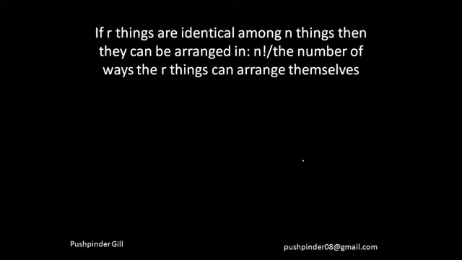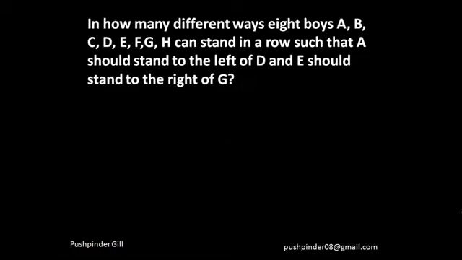So if R things are identical among n things, then they can be arranged in n factorial divided by the number of ways these R things can arrange themselves. So remember this point, and let's do some questions on these points. So let's see this point.